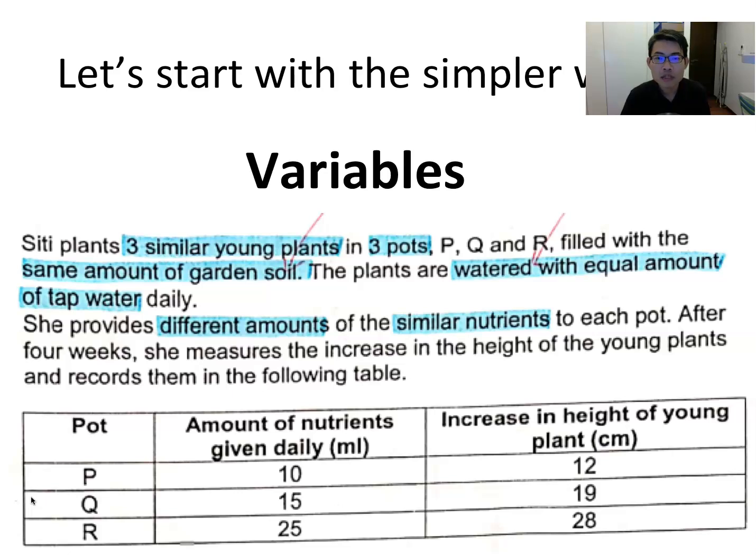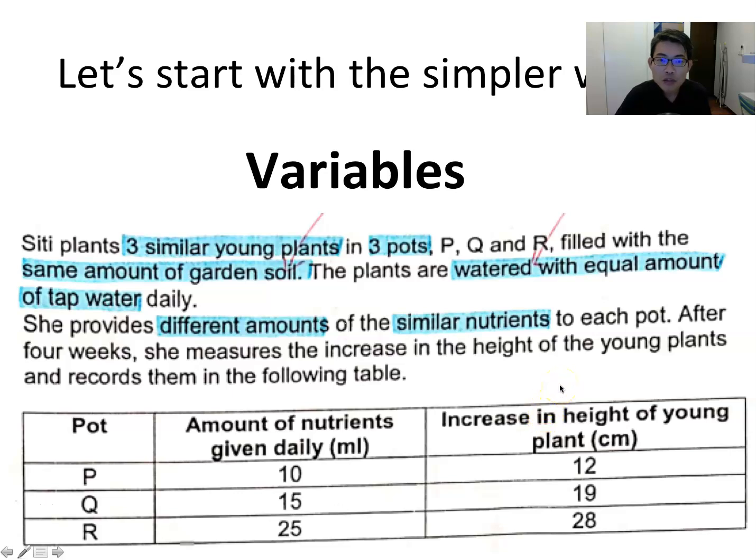For example, in this question, Siti plants 3 similar young plants in 3 pots, P, Q, and R, filled with the same amount of garden soil. The plants are watered with equal amounts of tap water daily. She provides different amounts of the similar nutrients to each pot. After 4 weeks, she measures the increase in the height of the young plants and records them in the following table. So you see the 3 different pots here, amount of nutrients given daily, as well as an increase in the height of the young plant.